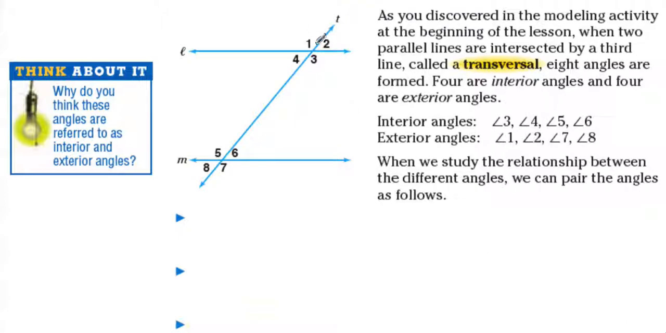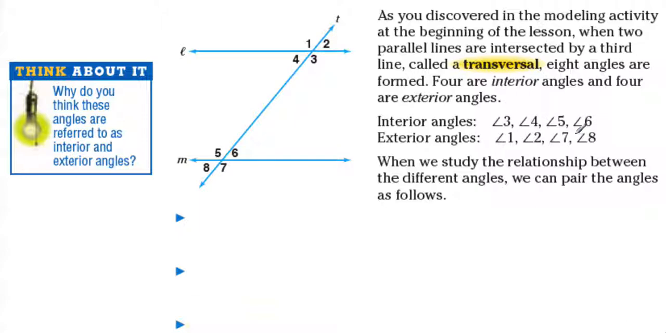What does that mean? 4 are interior angles. These are your interior angles because they are inside the parallel lines. And 4 are exterior angles because they are outside of the parallel lines. Right here are exterior angles. So your interior angles are angles 3, 4, 5, and 6. Exterior angles are angles 1, 2, 7, and 8.